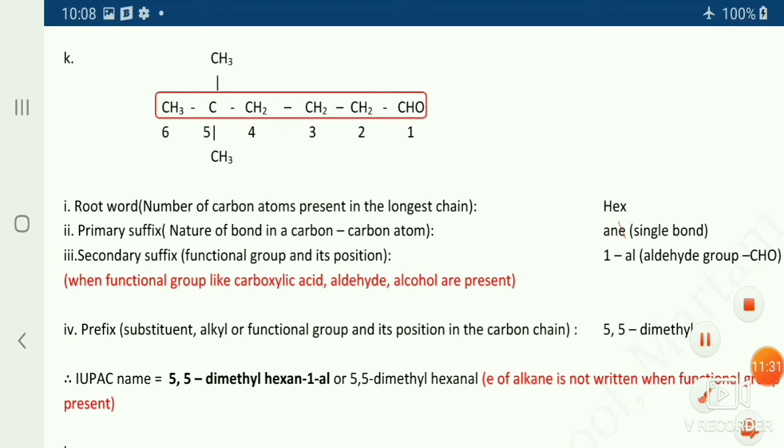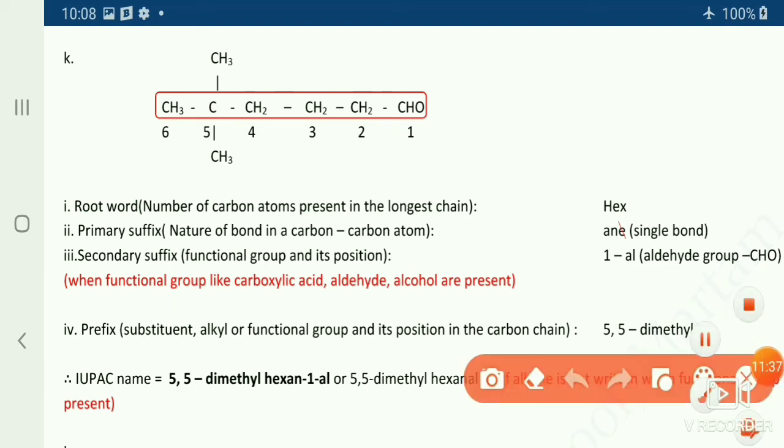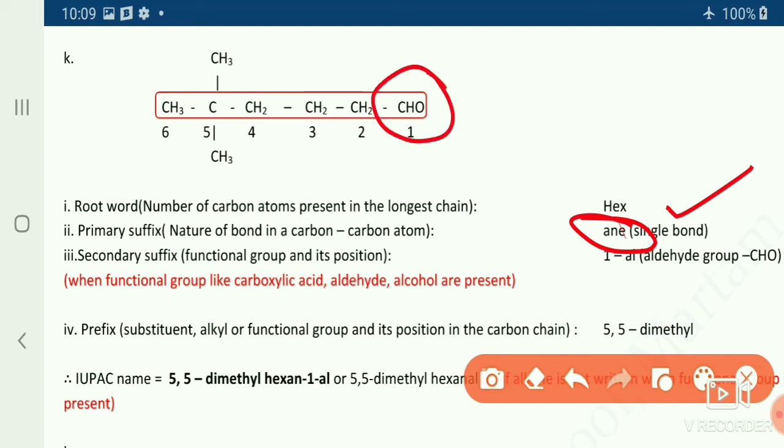All are single bond. So your primary suffix, in this case a new word has come up, primary suffix is going to be ane. When there are 2 suffixes, we write one as primary and the next one as secondary, according to the position when we write the name. So ane is for the single bond, all are single bond. Then we see the functional group. That is going to be for the secondary suffix.